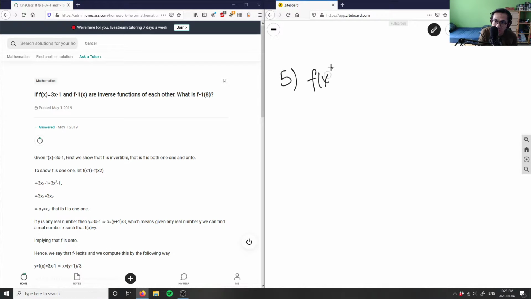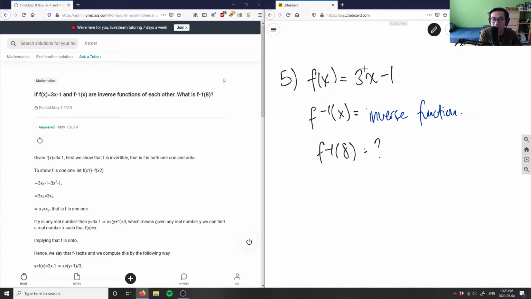Asking if f of x equals 3x minus 1, and we have f of negative 1 of x here. This is the inverse function. F of negative 1 just means that it's the inverse function of f of x. And it's asking us, what is f of negative 1 evaluated at 8? Let me write this nicer here. Sorry, this is 8 here. Equals what value?